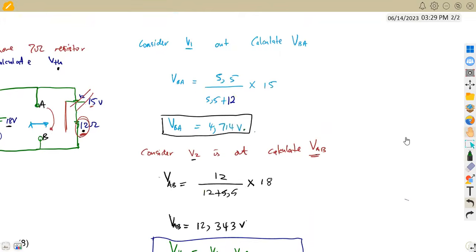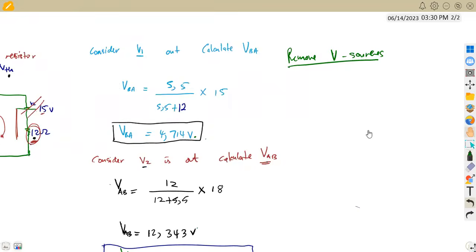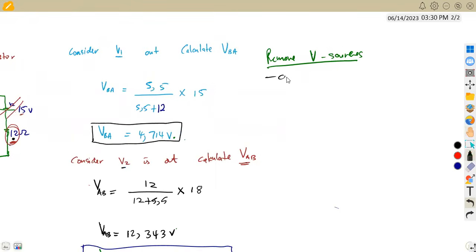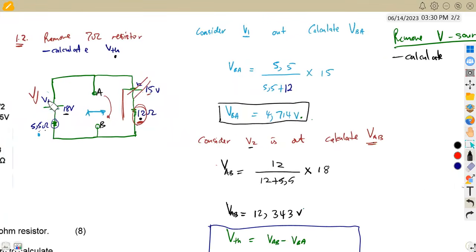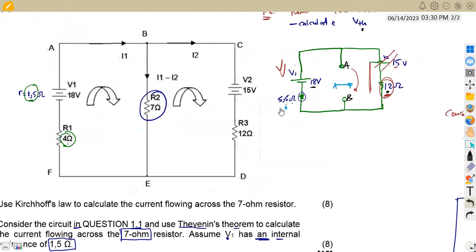All right, so let's put it this way. This time we are going to remove the voltage sources. These are voltage sources. Where there's a resistor, you just maintain the resistor, and the source is replaced with a short circuit. So by removing these voltage sources, we are going to calculate RTH, the Thevenin's resistance. Let's consider the first branch, V1. If we remove V1, we just remain with the 5.5, remember the 5.5 was a combination of that internal resistance that we added. We said there was an internal resistance and we added 4 that gave us 5.5.